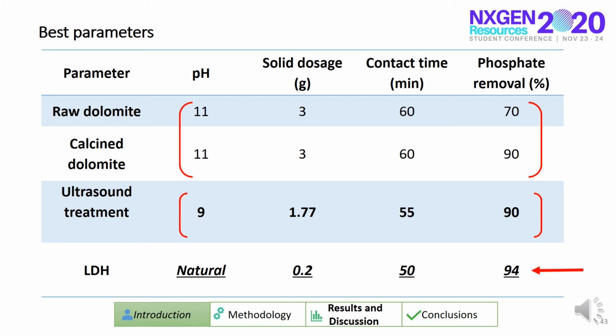The LDH obtained from dolomite allowed above 94% of phosphate removal at natural pH, 0.2 grams of solid dosage, and 50 minutes of contact time.